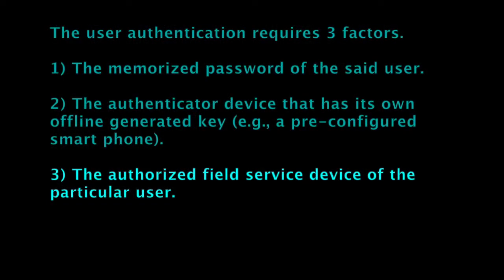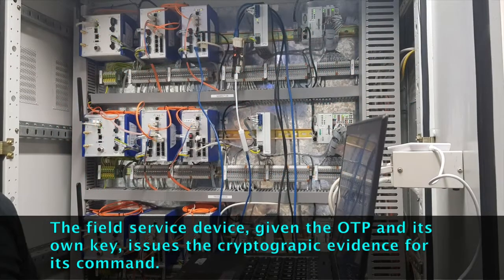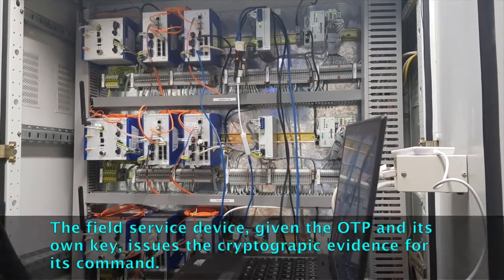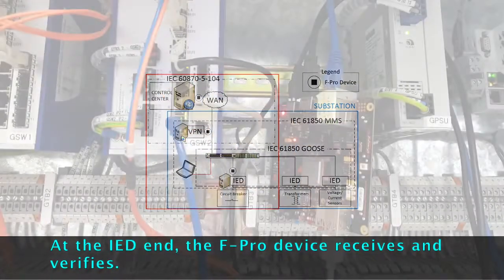Third, we need the user's authorized field service device. The field service device, given the one-time password and its own key, issues the cryptographic evidence for its command. At the IED end, the FPRO device receives and verifies.